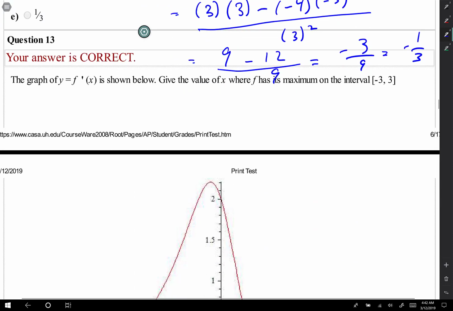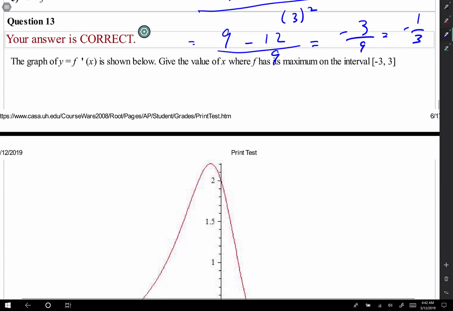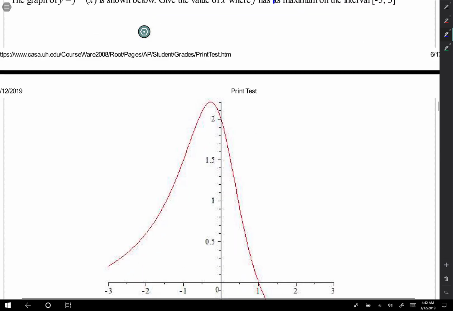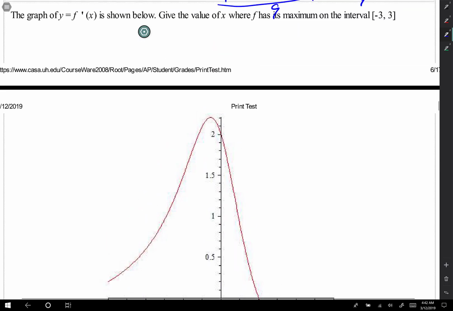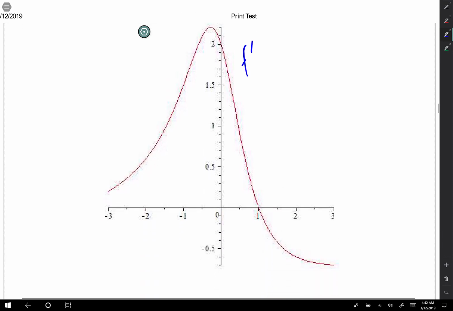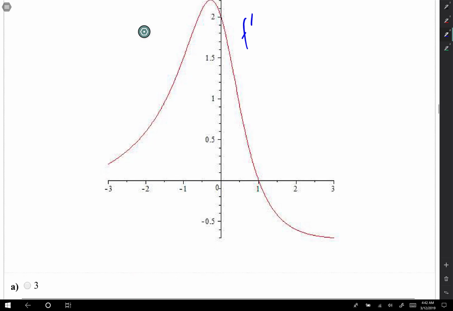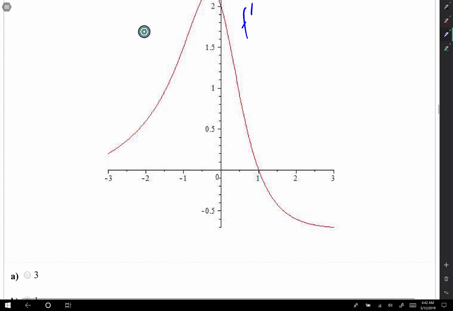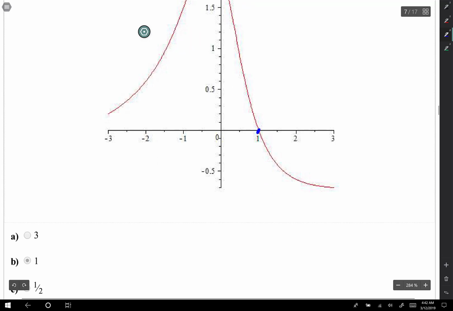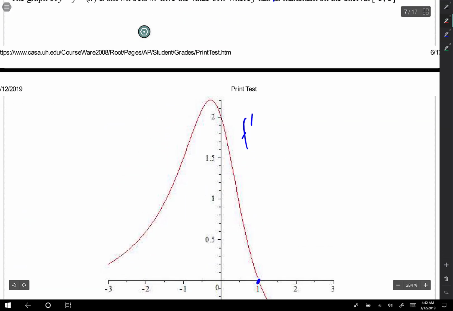Let's keep going. The graph of y equals f prime of x is shown below. Give the value of x for where f has a maximum on interval negative 3 to 3. Okay, maximum, this is f prime. So I have a max where f prime changes from positive to negative. That's where f has a max, because your f is changing from increasing to decreasing. So you have a max at 1. And this person got it right. Yep. All right, let's keep going.